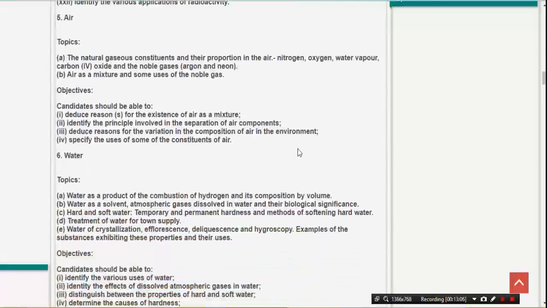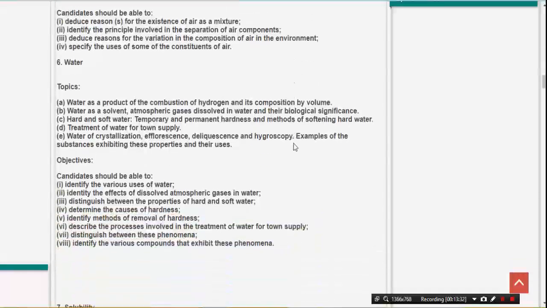Objectives of that section. Candidates should be able to deduce reasons for the existence of air as a mixture. Identify the principle involved in the separation of air components. Deduce reasons for the variation in the composition of air in the environment. Specify the uses of some of the constituents of air.